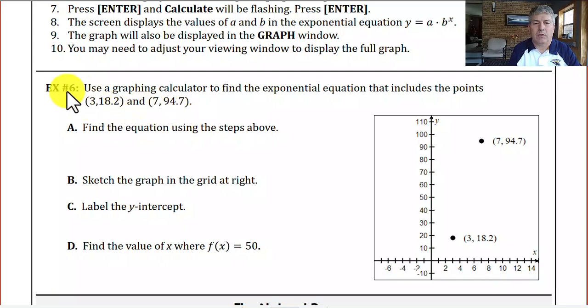So it looks like we would use x's between 0 and 10 or 15, and y's from 0, and I would go over 100 for sure, since this is an exponential equation. So let's go ahead and enter this into our calculator.